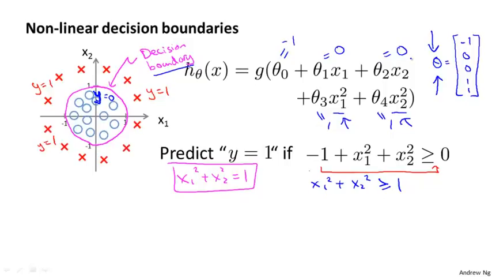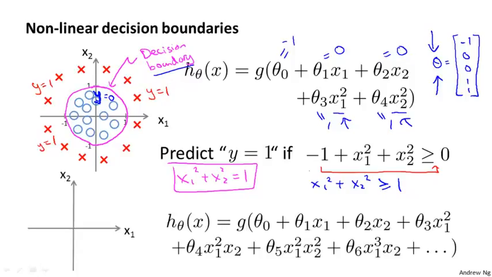And finally, let's look at a more complex example. So can we come up with even more complex decision boundaries than this? If I have even higher order polynomial terms, so things like x1 squared x2, x1 squared x2 squared, and so on, if I have much higher order polynomials, then it's possible to show that you can get even more complex decision boundaries, and logistic regression can be used to find decision boundaries that may, for example, be an ellipse like that, or maybe with a different setting of the parameters, you can get instead a different decision boundary, which may even look like some funny shape like that.